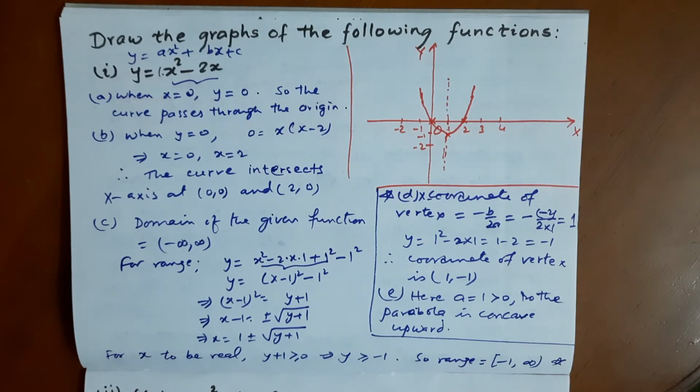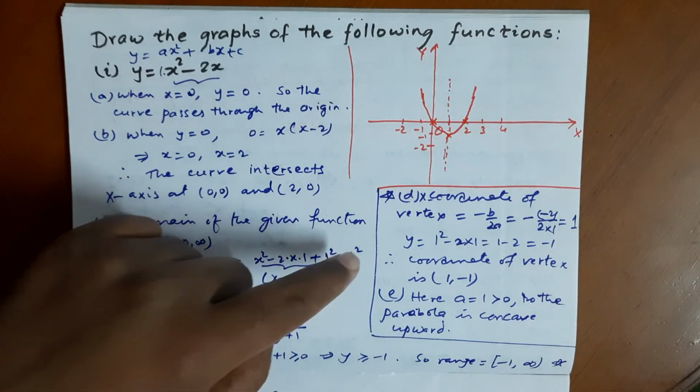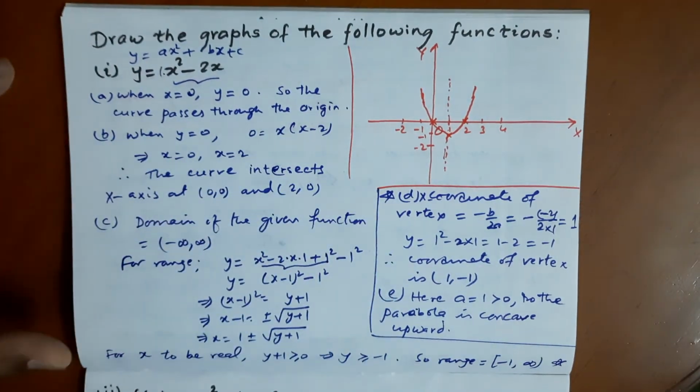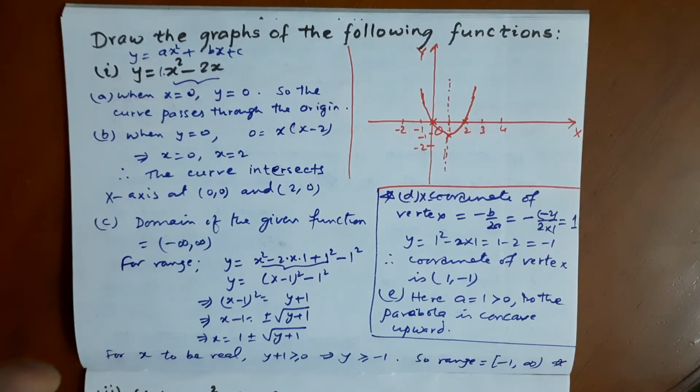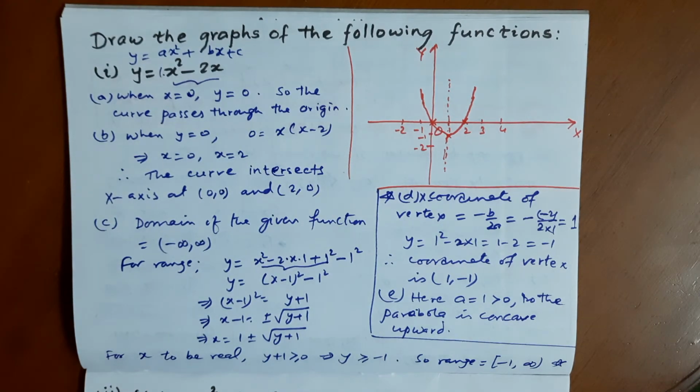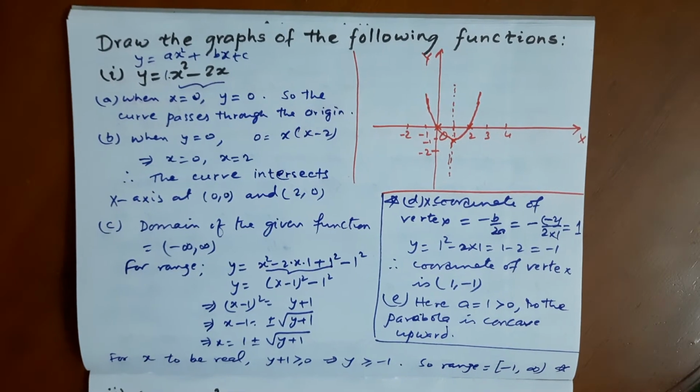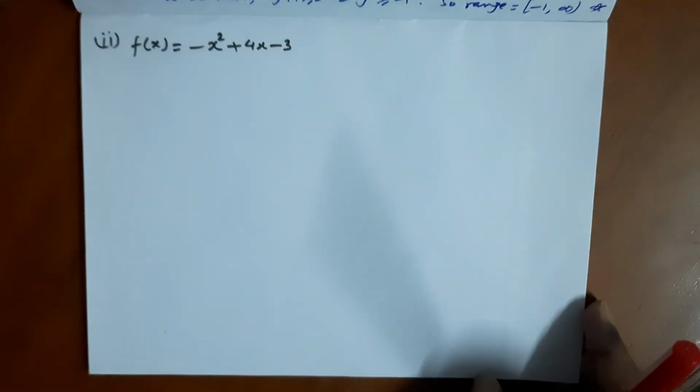using its different characteristics. Okay, so this A, B, C, D, E, these are the characteristics of the curve. Okay, so when the question asks to draw the graph of the function with its different characteristics, then we need to mention all these characteristics to plot the graph of this quadratic function. So now look at the next question.